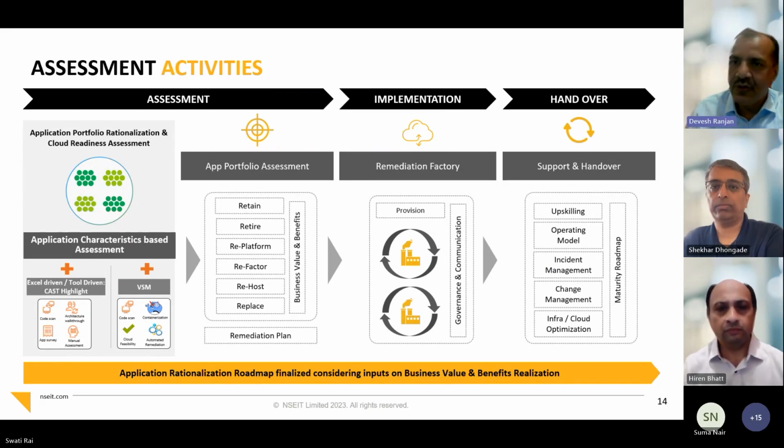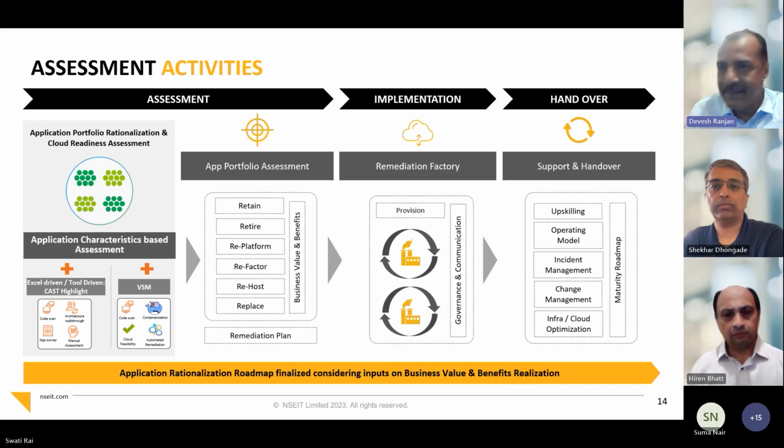And that is what truly differentiates us in terms of our assessment. It doesn't end here. We don't just prescribe an app portfolio assessment, remediation plan, and a roadmap, because as an organization, we are equally equipped and have the experience in implementing these changes. And we have all the architectural frameworks, blueprints, and processes in place to implement these remediation roadmaps.